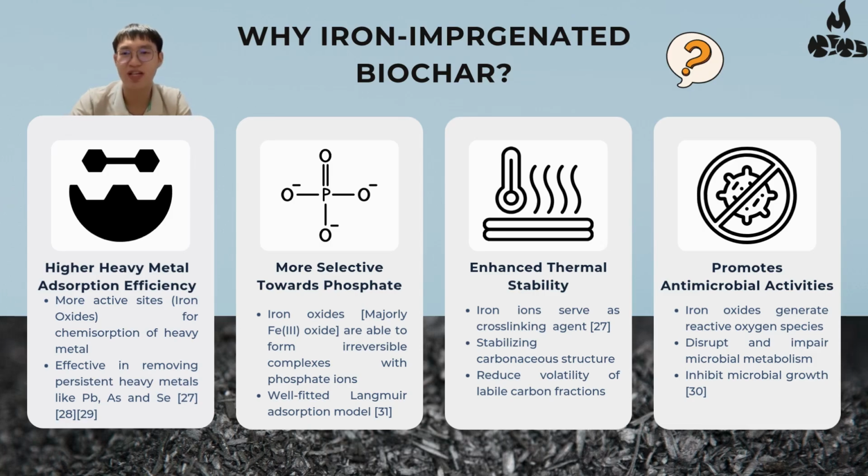So why iron-impregnated biochar instead of other adsorbents? Well, this is because iron-impregnated biochar has higher heavy metal adsorption efficiency due to more active sites on it. Besides, it is more selective in removing phosphate ions in the wastewater. Also, iron-impregnated biochar has high thermostability as iron ions stabilize its overall structure. Last but not least, it promotes antimicrobial activity by disrupting and impairing microbial metabolism.